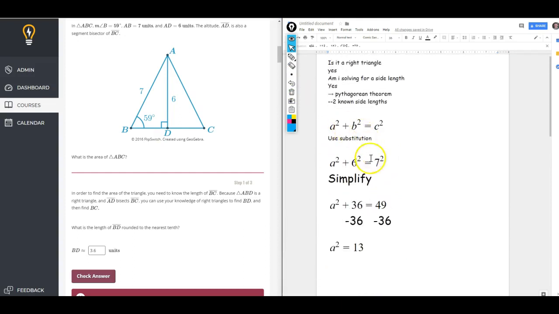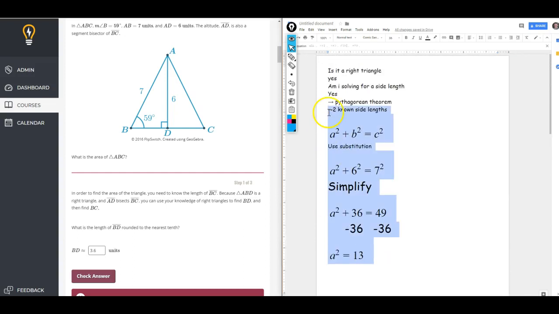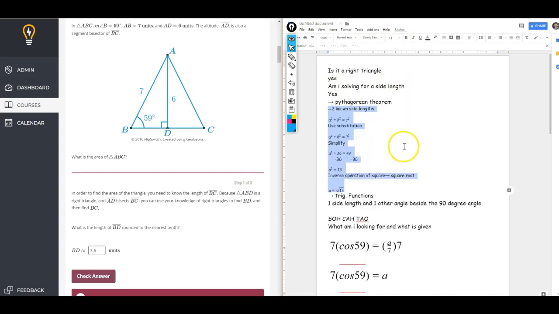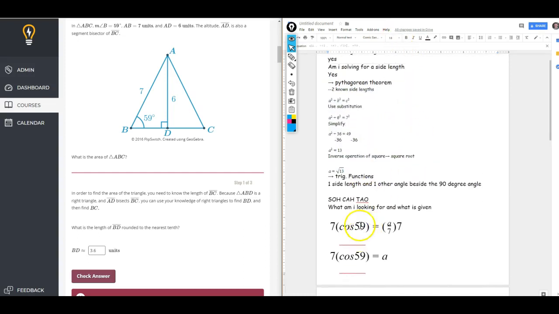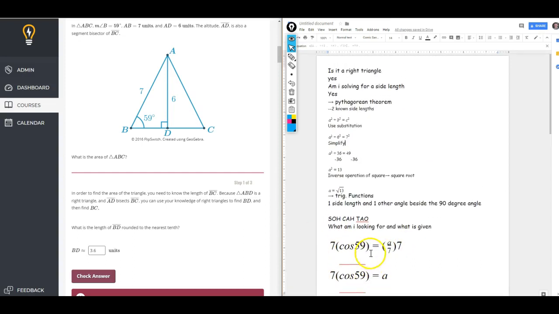Just notice that while the trig functions took me, let me shrink this so we can all look at it on one page, while the trig functions took me one step, I multiplied by 7. The Pythagorean theorem took me 1, 2, 3, 4 steps. So sometimes using the trig functions can save you some time.